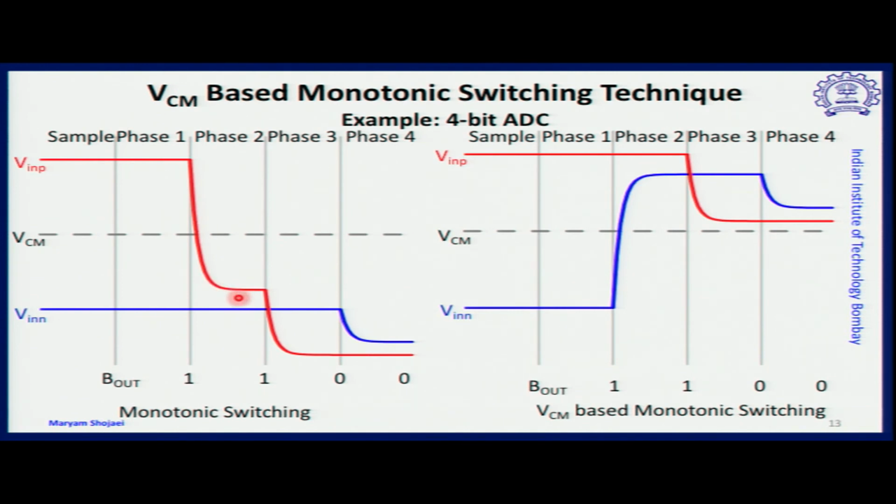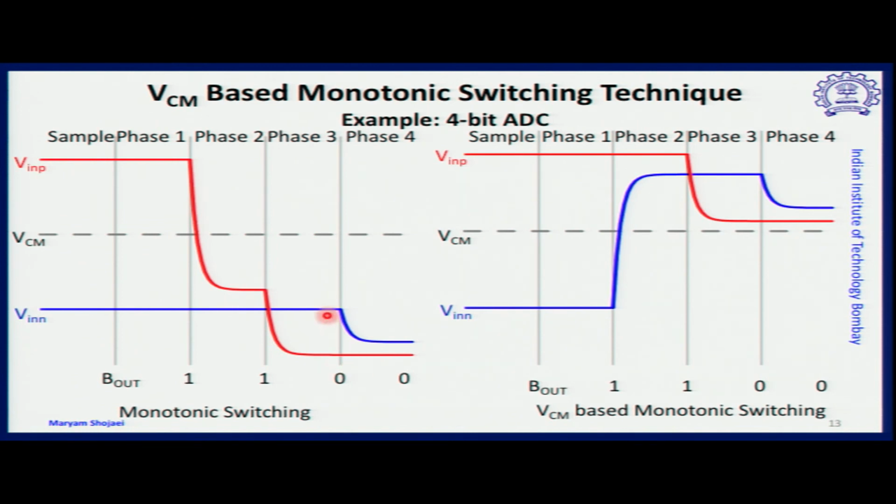So in the next cycle of conversion, because VinP is still more than VinN, the VinP side, or the positive terminal of the comparator, is still more than the negative terminal. Therefore, the next bit will be 1 and we will have one more cycle for the reduction of the voltage. So the positive terminal of the comparator will have one more reduction by monotonic switching.